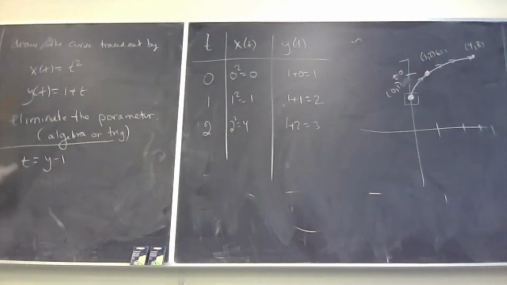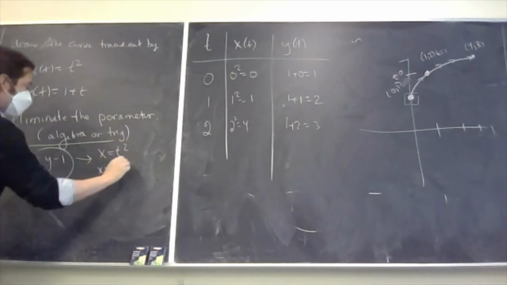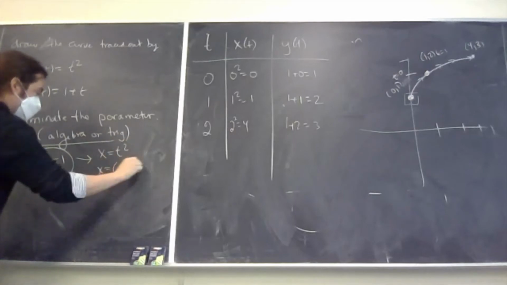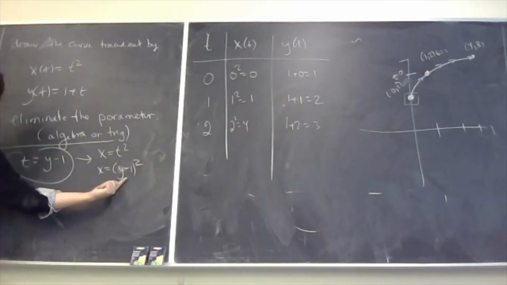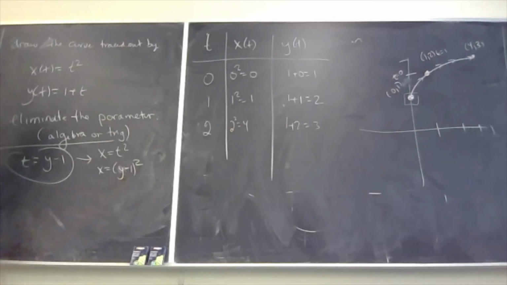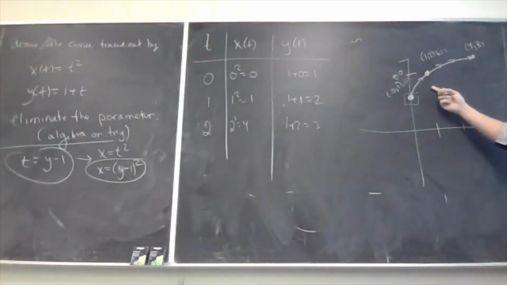Now, why do that? Because that lets me substitute into the equation for x and the t disappears. And there's no t anymore. If you take this and substitute it into the expression x is equal to t squared, you get x is equal to (y minus 1) squared. And that is a parabola that opens to the right that's been shifted up by 1 unit. So this thing right here is the equation that this little curve sits on top of.